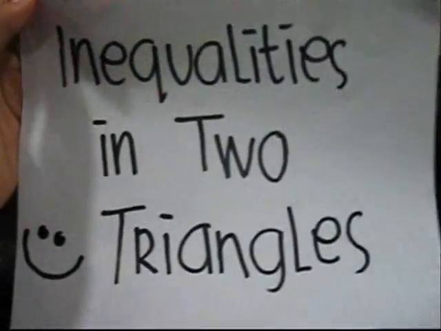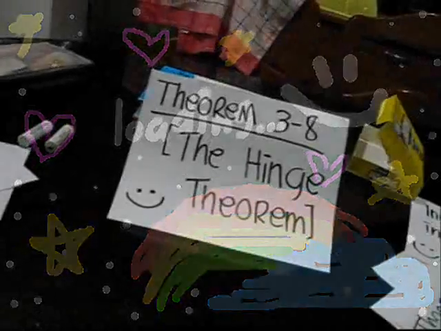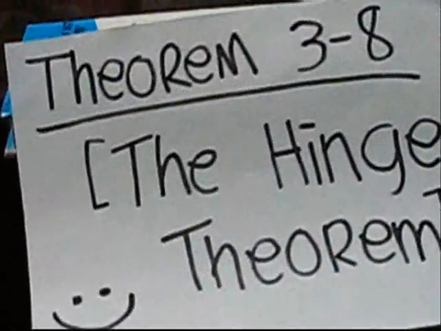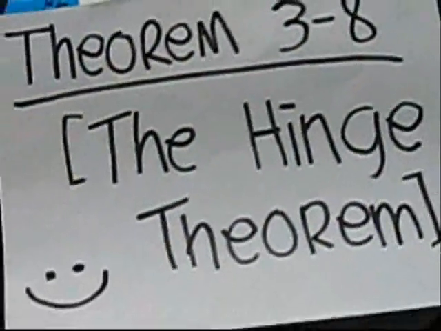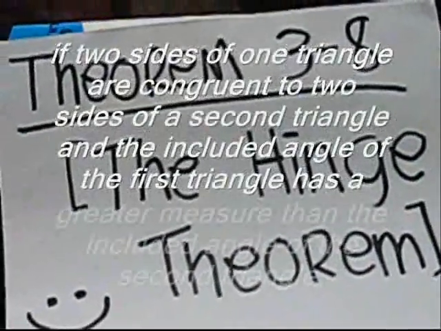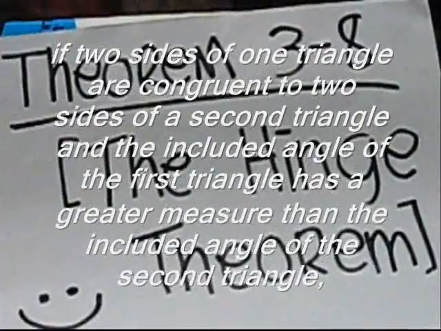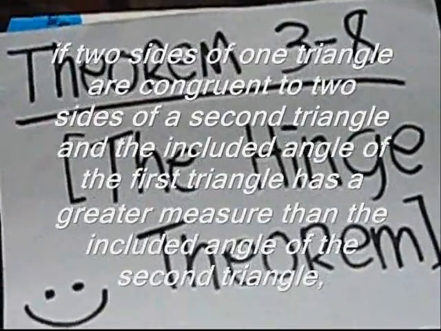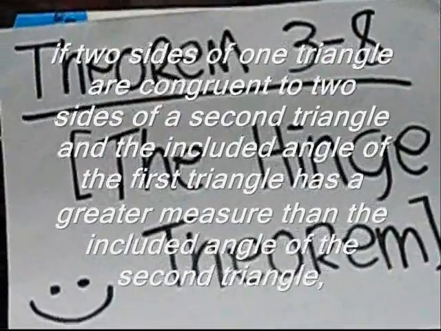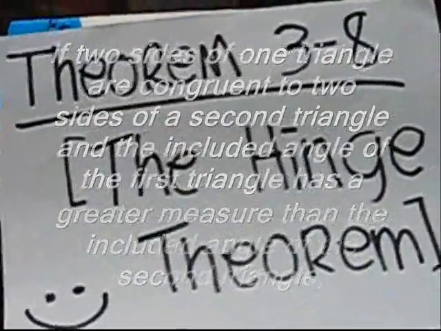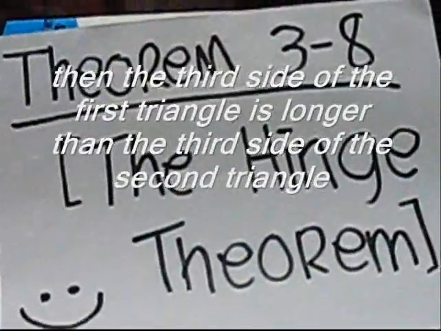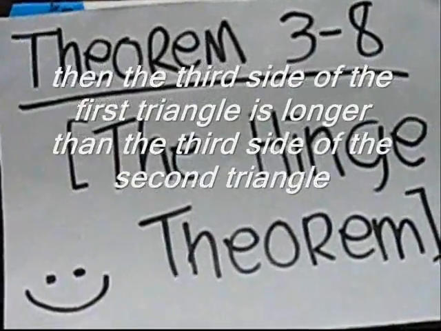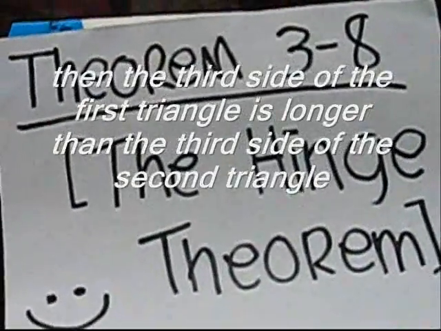Then, we have these inequalities in two triangles. We have Theorem 3-8, the hinge theorem. If two sides of one triangle are congruent to two sides of a second triangle, then the included angle of the first triangle has a greater measure than the included angle of the second triangle. Then the third side of the first triangle is longer than the third side of the second triangle.